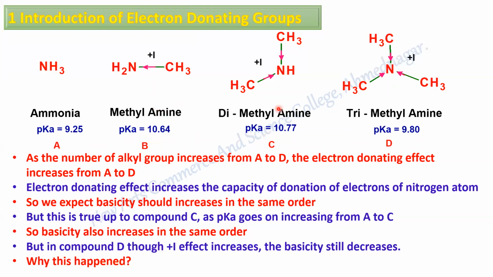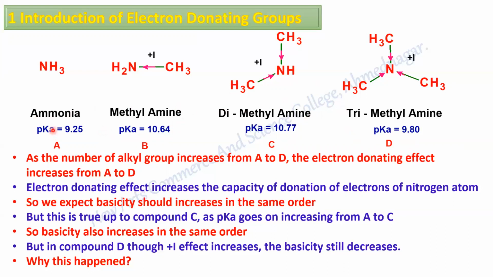Methylamine is a primary amine. Dimethylamine is a secondary amine, and trimethylamine is a tertiary amine. So you can see, which is the stronger base? 10.77, that is, the secondary amine is a stronger base as compared to the primary amine. Then next to that is the tertiary amine, and the last one is ammonia.